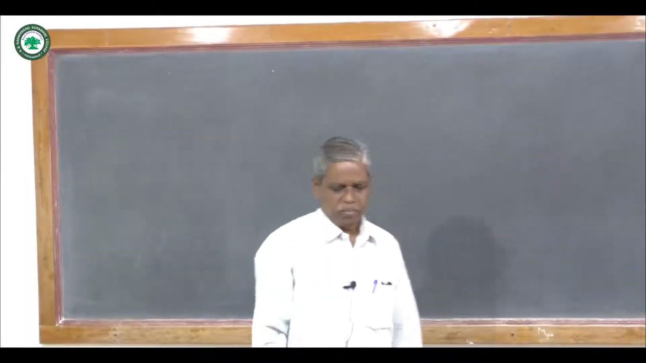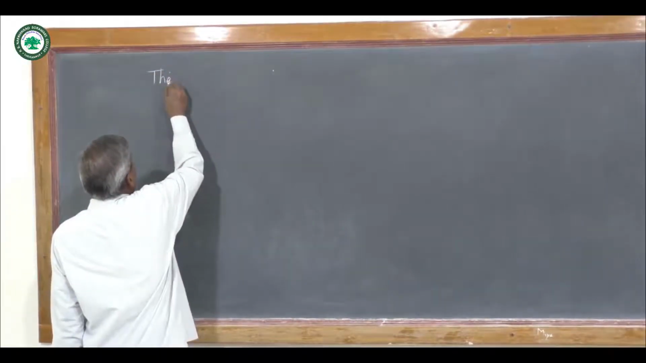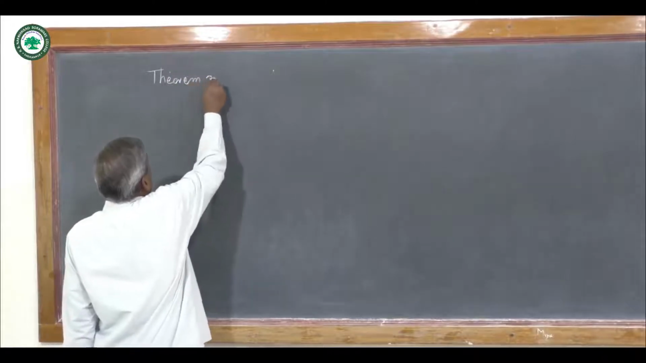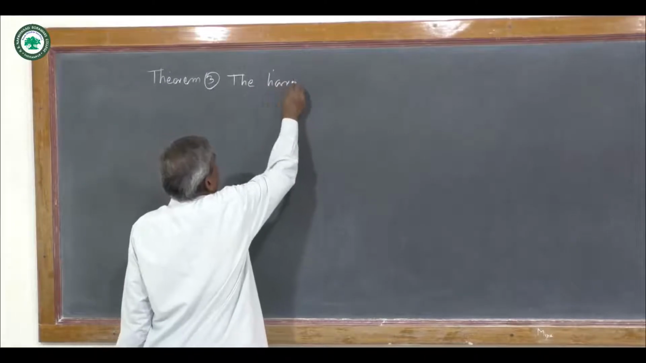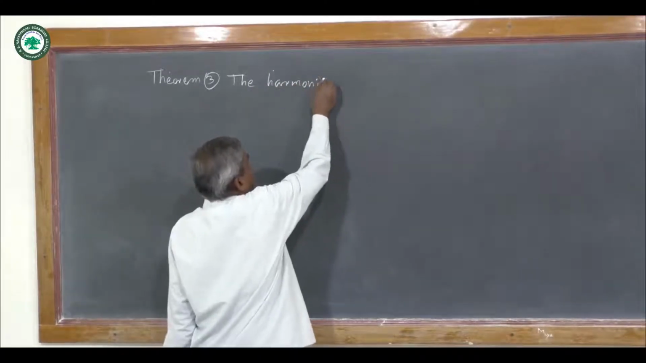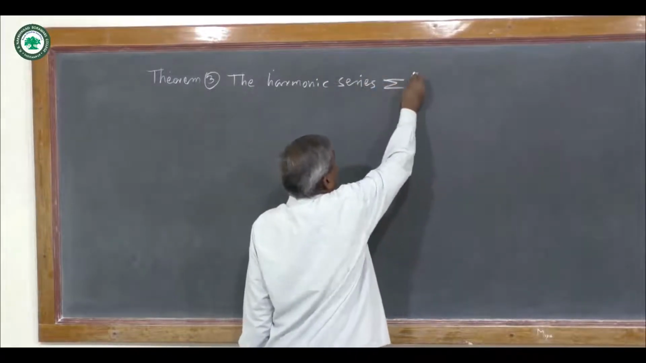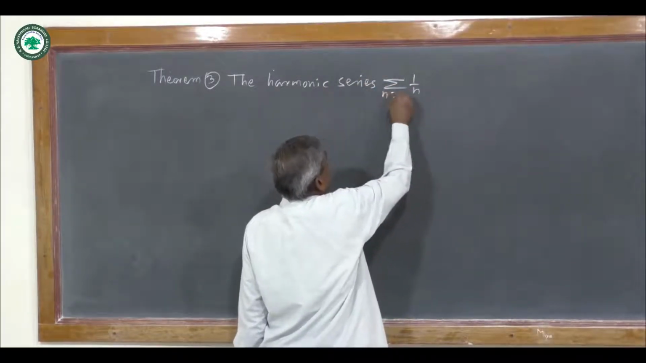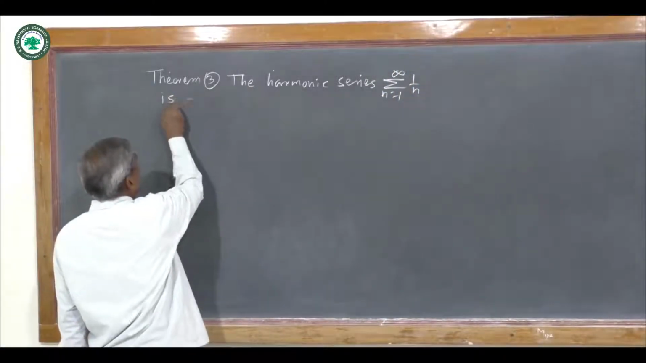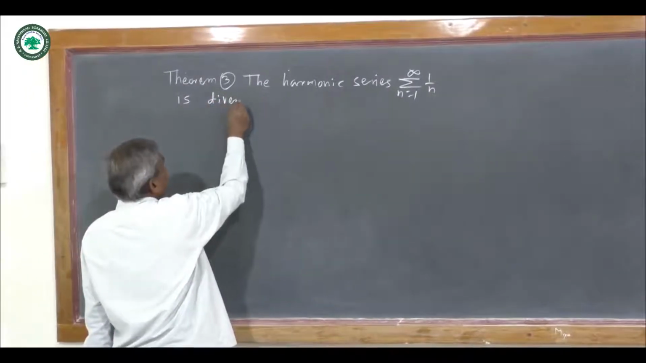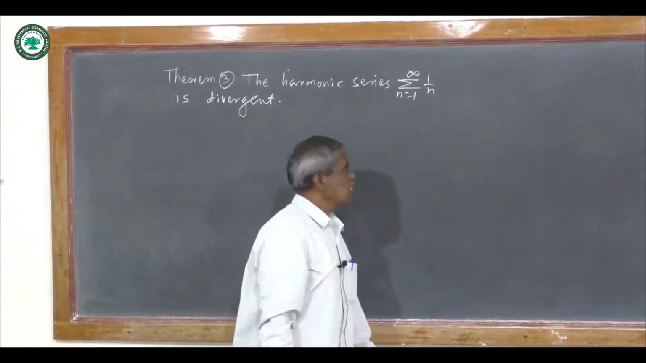Theorem number 3. The harmonic series sigma 1 upon n, n equal to 1 to infinity, is divergent. Proof.